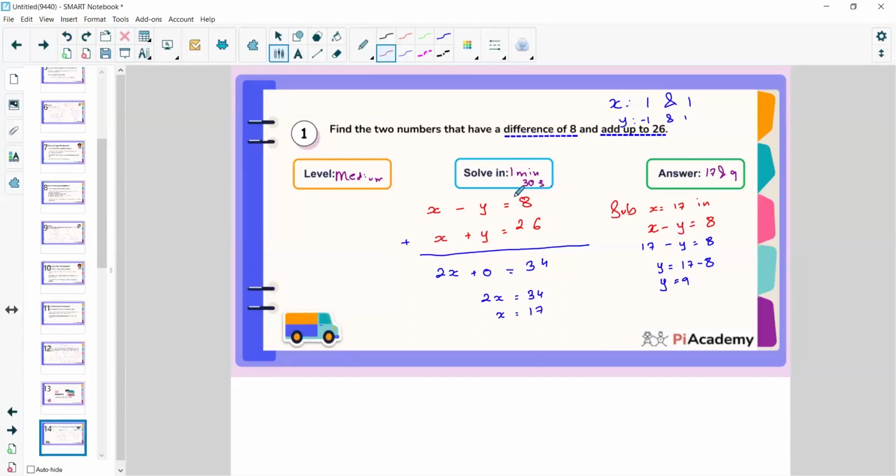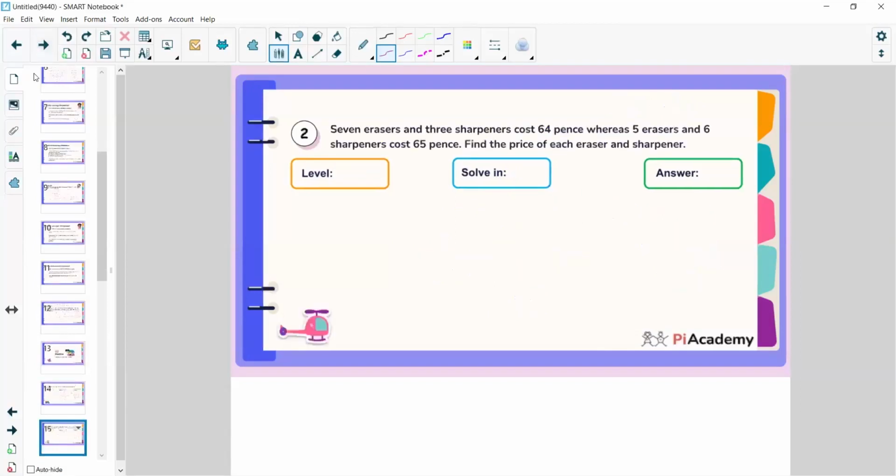Suppose you are taking, let's say, 2 minutes to solve this problem, then you can analyze yourself and understand that you can improve your speed by practicing more and more problems. That's the reason we have attached the level, the solve in time, and the answer as well, just for you to have a pretty thorough idea of what is expected from you. Okay, let's see the second question.